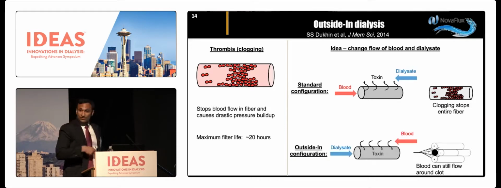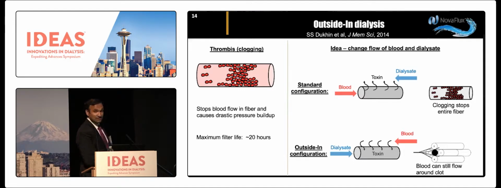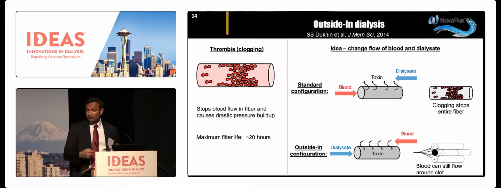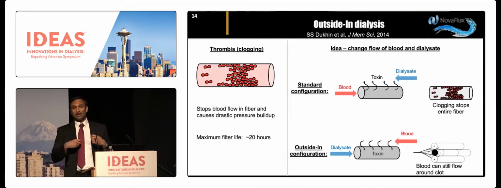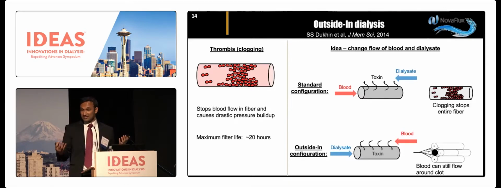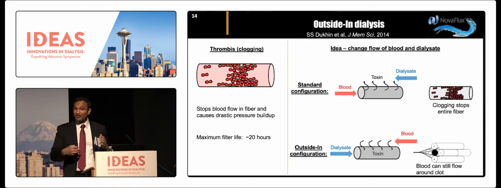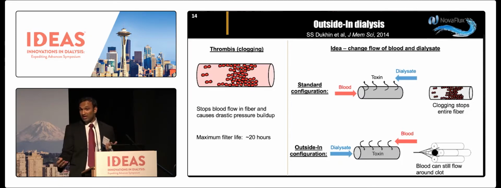Now, what happens if you just replace where blood and dialysate flow? Suppose you have blood flowing on the outside and dialysate flowing through the fiber. Clotting can still occur, but now a clot occurs on the outside of the fibers, in basically a three-dimensional porous network. If a clot occurs, there are still going to be paths for blood to move around, so you're not going to see as big of a pressure buildup. And in fact, you also don't lose as much surface area for mass transfer.